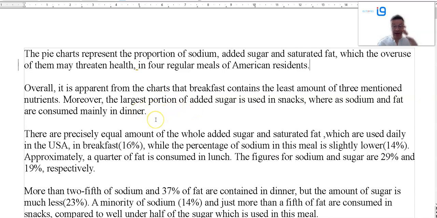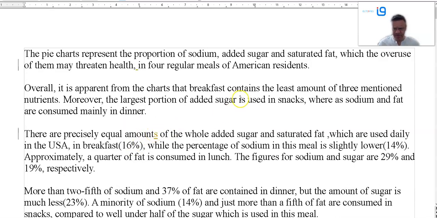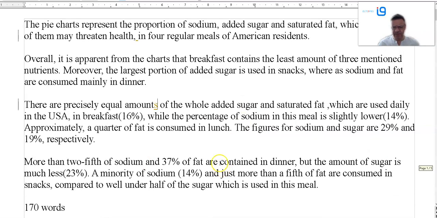Okay, right, so that overview, that's not bad. Breakfast is the least, largest is in the snacks. Sodium and fat are mainly consumed in dinner. So, okay. There are precisely equal amounts of the whole added sugar and saturated fat. Why is it whole? Of added sugar and saturated fats. Right. Which are used daily in the USA in breakfast. A quarter of fat is consumed.